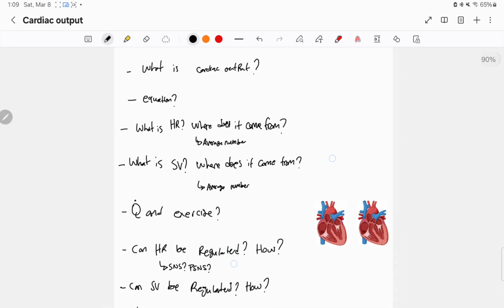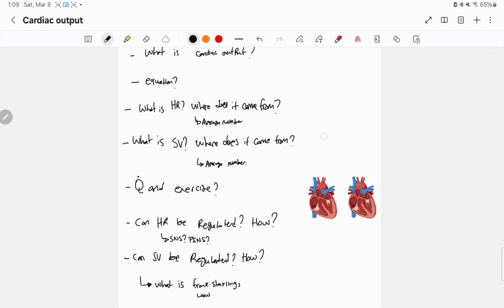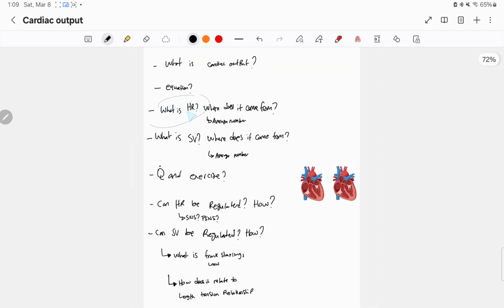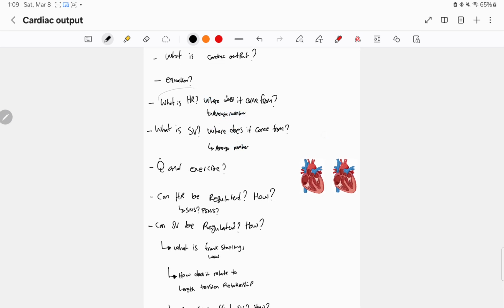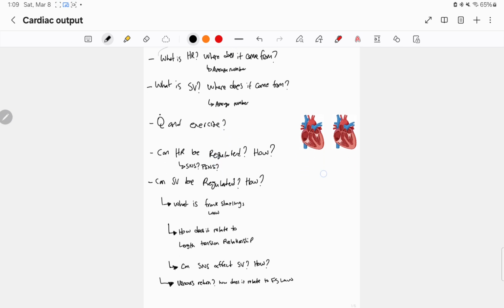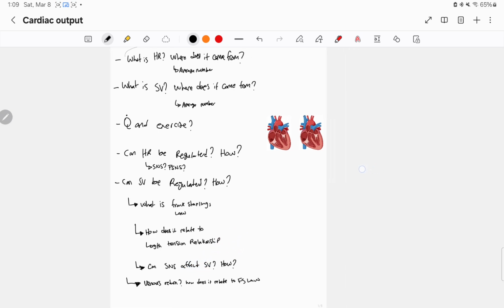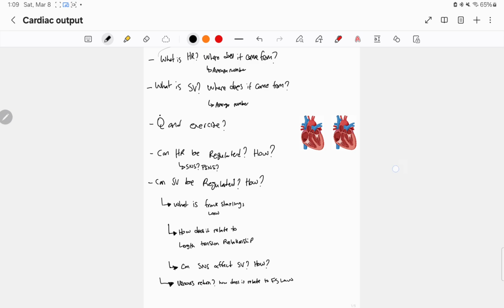Some of the topics we're going to talk about today are: what is cardiac output, what is the equation for it, what is the heart rate, where does it come from, and how do you calculate the average heart rate? What is the stroke volume? Where does it come from? What's the average number? What does cardiac output have to do with exercise? Can your heart rate be regulated, and how? Can the stroke volume be regulated, and if so, how? What is the Frank-Starling law? How does it relate to length-tension relationships? Can the sympathetic nervous system affect the stroke volume? And a little more about venous return.